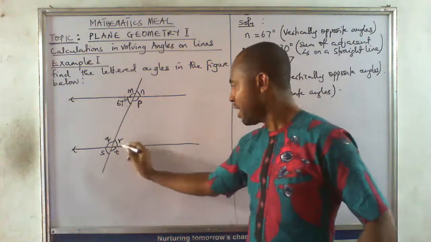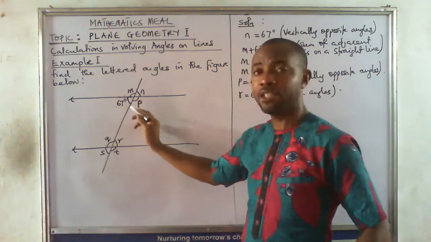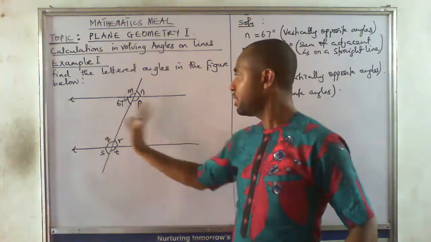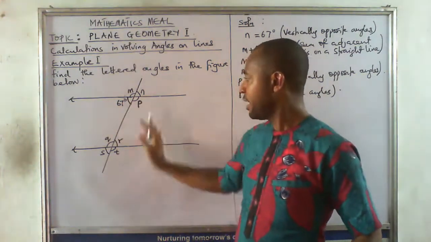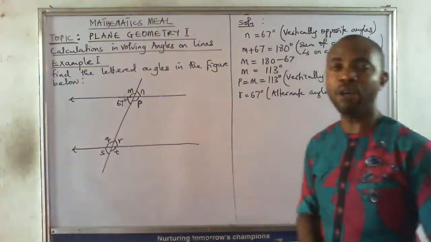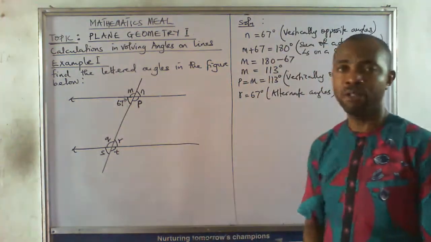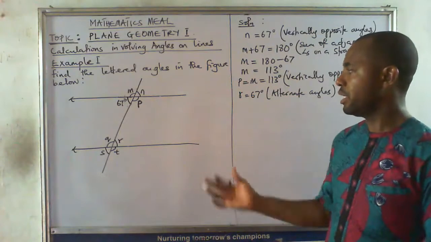On this parallel line, R is on top of the line, while 67 is under the line. So different position, different size. Under the line, on top of the line, on the left, on the right. We call them alternate angles. And we say that alternate angles are equal.